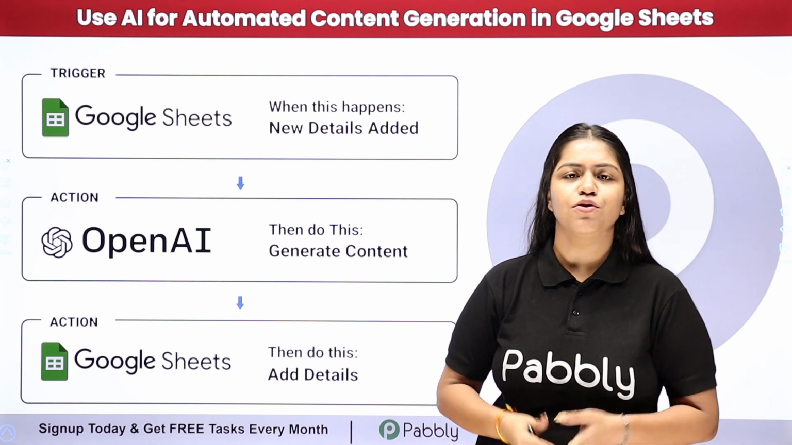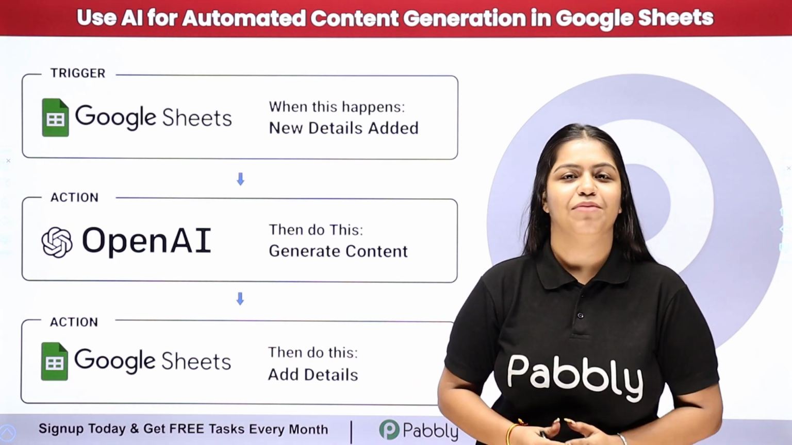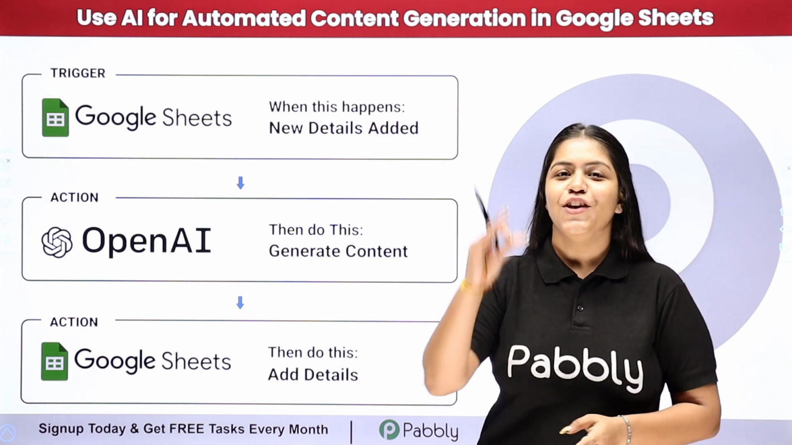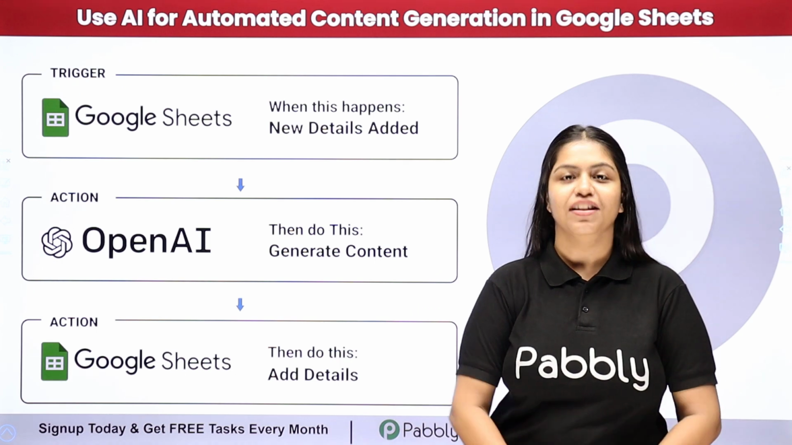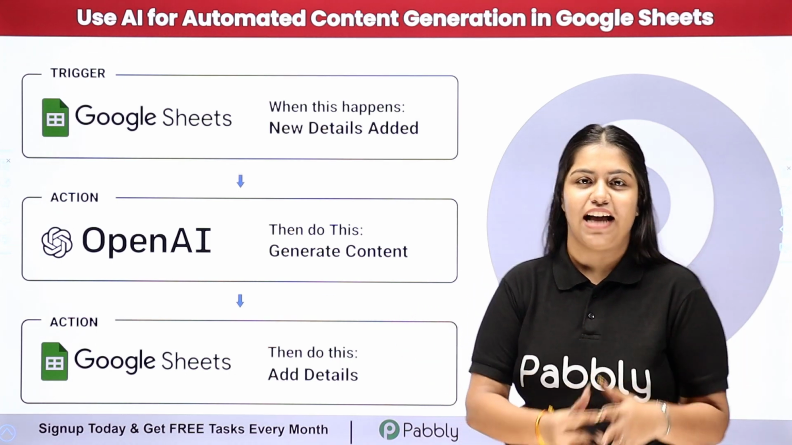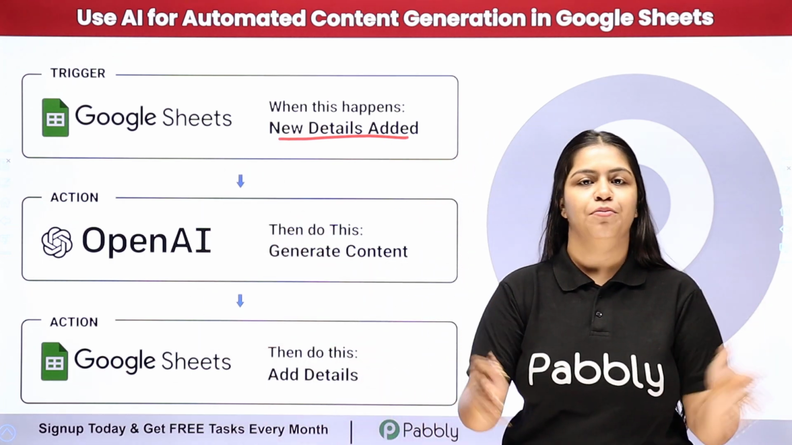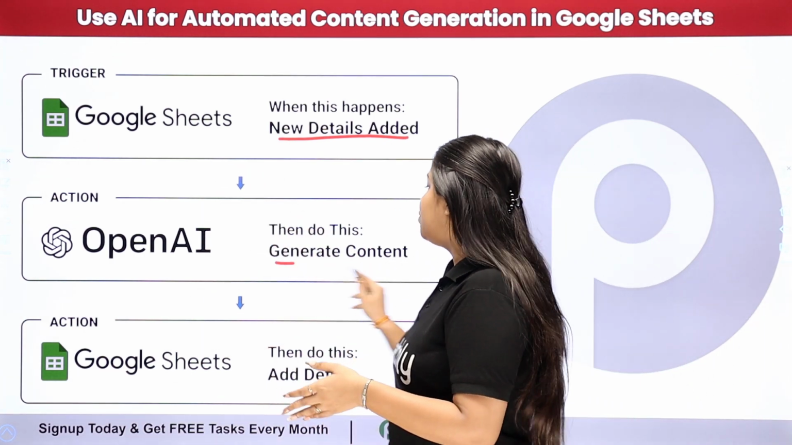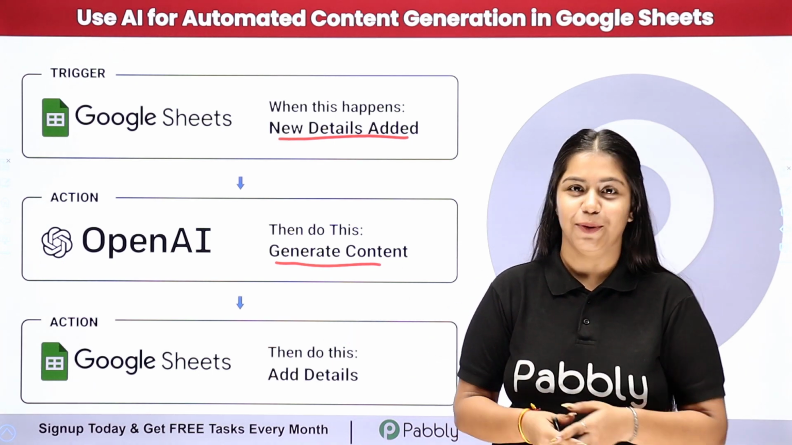So like you, I also used to manually generate the content for my business, but this is such a time consuming and tedious task. So to solve this problem, I've simply created this amazing automation where, as soon as I add the content details into my Google Sheets, automatically my AI agent is going to generate the content, which I'm then going to add back into my Google Sheets.